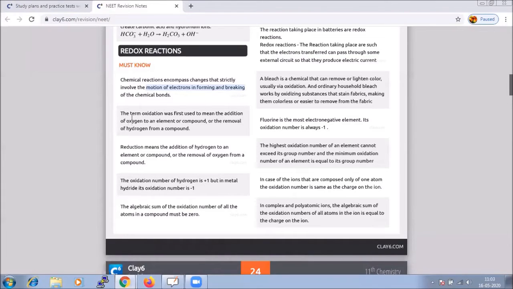If we say the term oxidation, it was first used to mean the addition of oxygen to an element or compound, or, the other case, we can say it is also considered to be removal of hydrogen from a compound. So oxidation does not mean that it is only addition of oxygen to an element, but it also means removal of hydrogen from a compound.